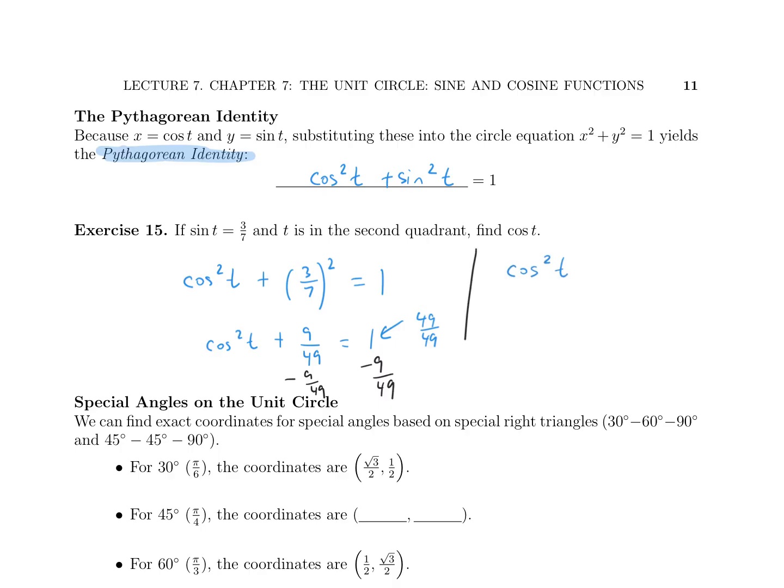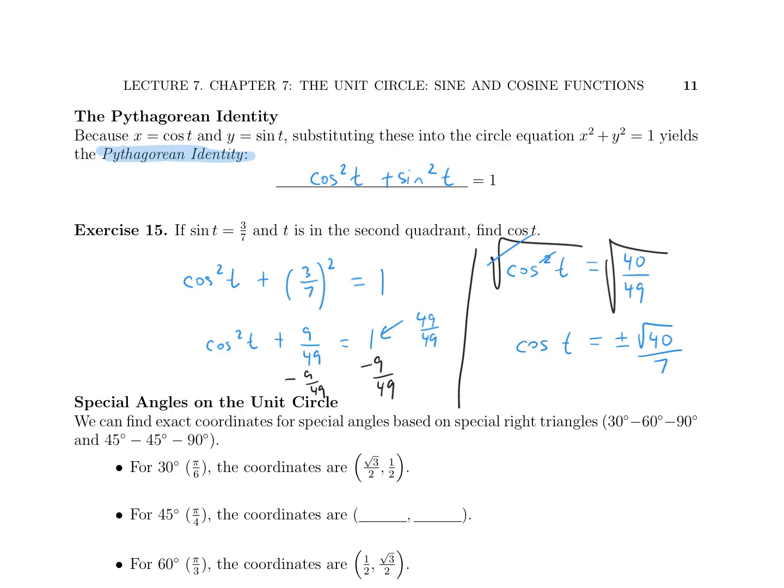So let me just draw a line here. Okay, cosine squared of t is equal to 40 over 49. And now if we take the square root of both sides, we are going to end up with cosine is equal to plus or minus square root of 40 over 7, because the square root of 49 is 7. So now we have to determine whether it's positive or negative.